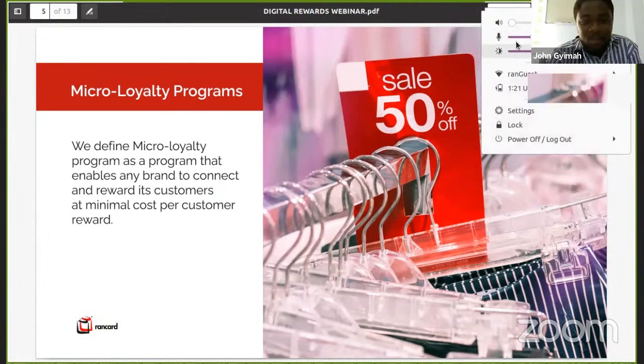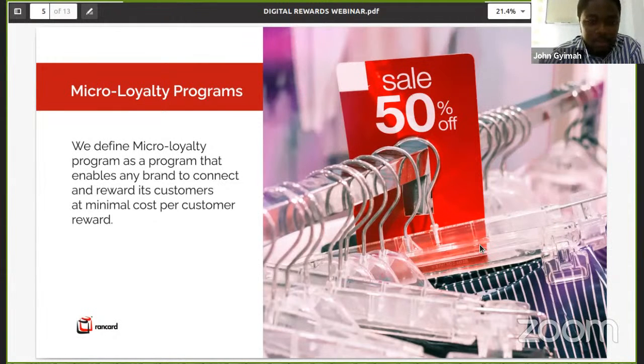So with this background, we choose to define a loyalty program as a program that enables any brand to connect and reward its customers at minimal cost per consumer reward. So the emphasis is on minimal cost per consumer reward. If we can go on to the next one, I think Esther will take us through why brands need loyalty programs.